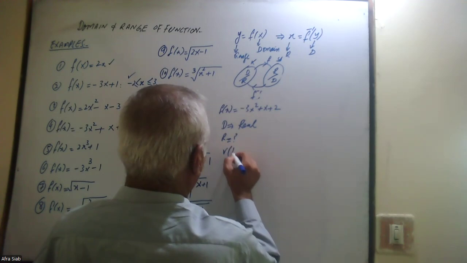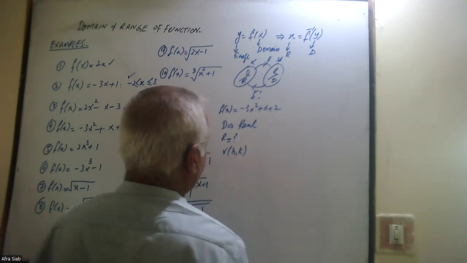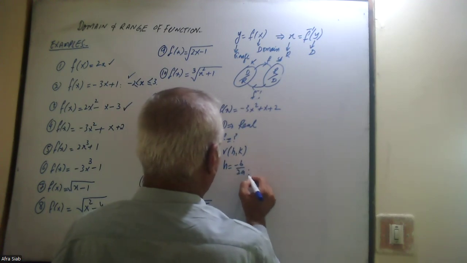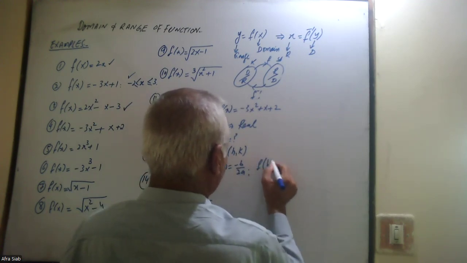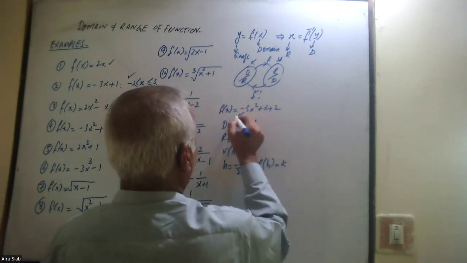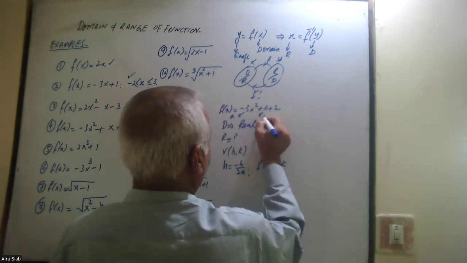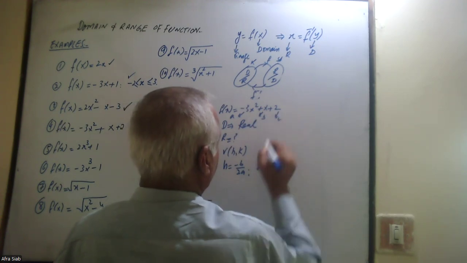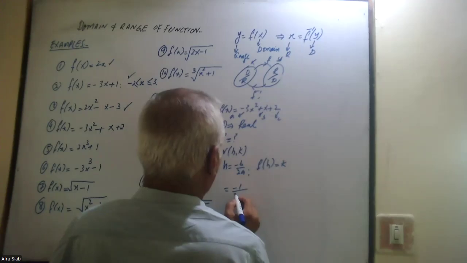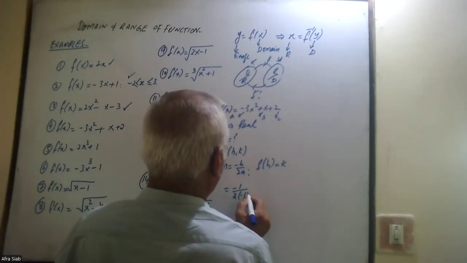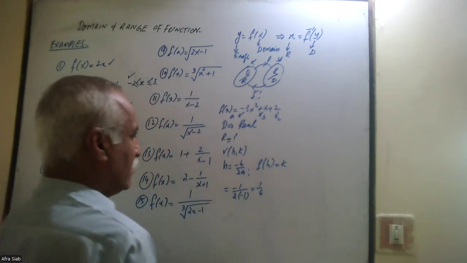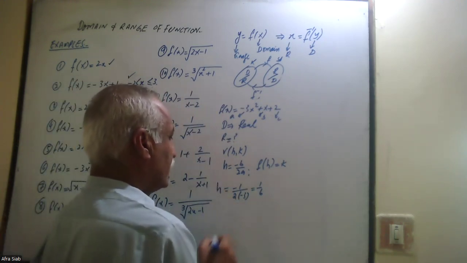So for the range, we find the vertex (h, k), where the h value is equal to minus b over 2a and f of h is equal to the k value, where this is the value of a, this is the value of b, and this is the value of c. So that is equal to minus 1 over 2 into a, where a is minus 3, and that is equal to 1 over 6. So the h value is 1 over 6.